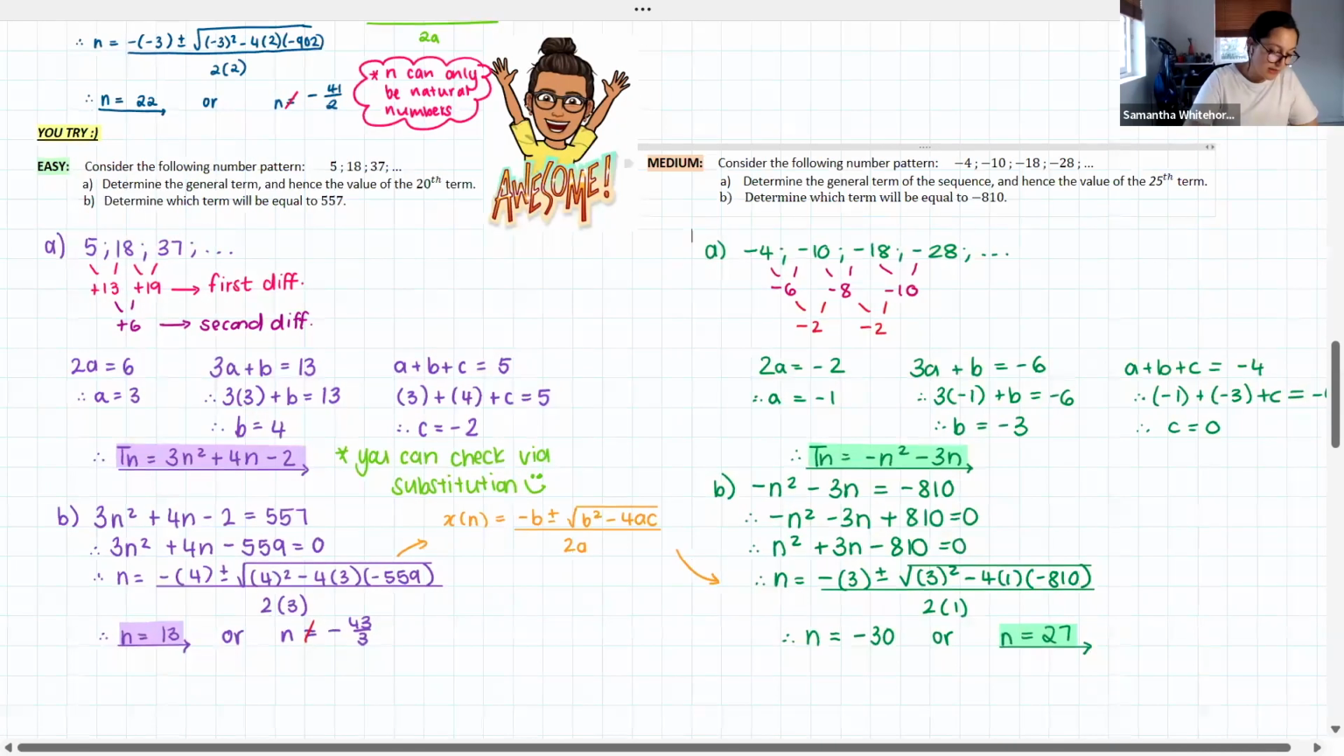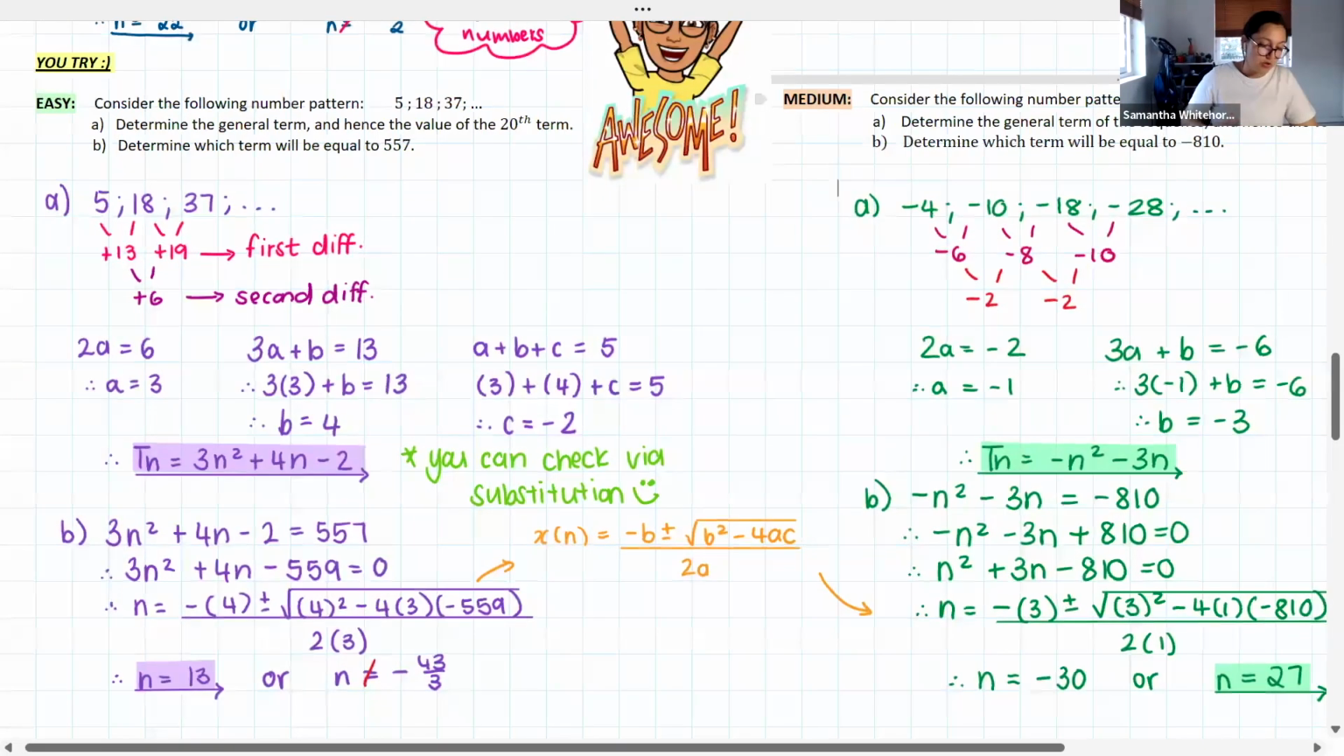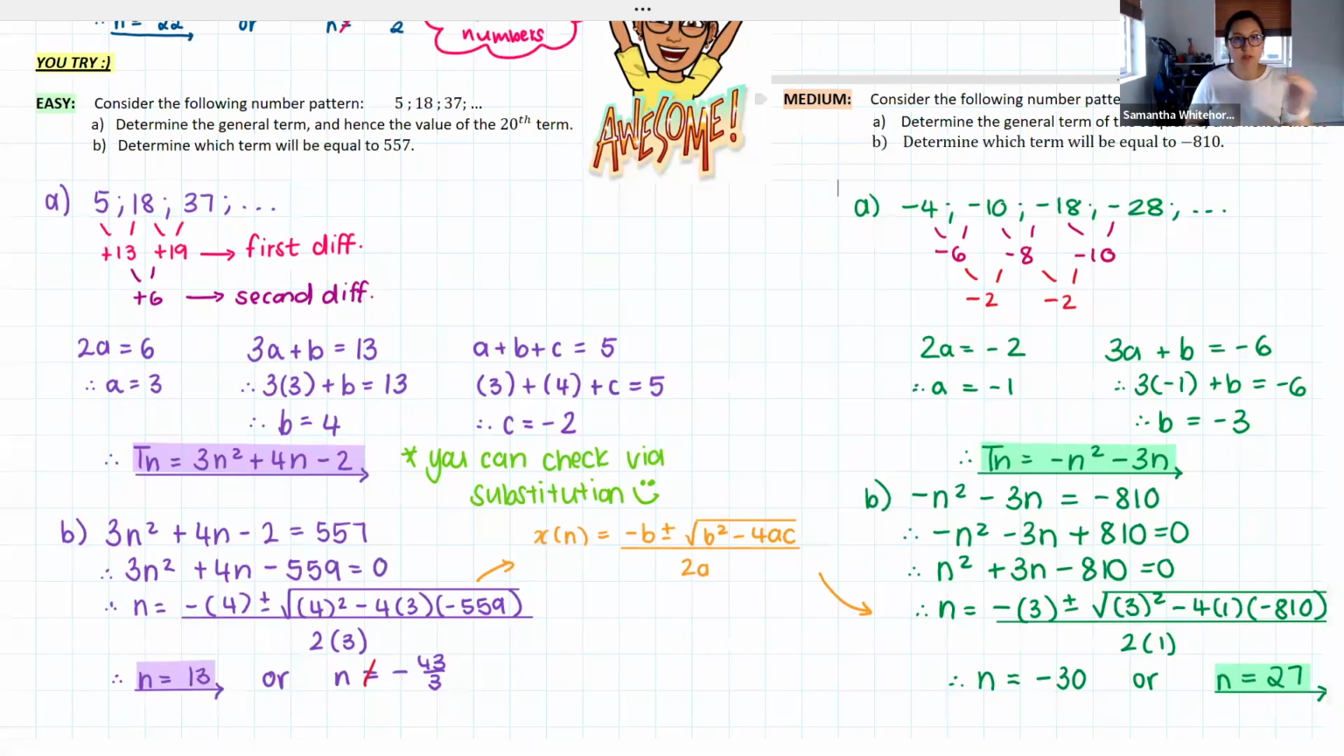If we have a look at the easy one first. Like I say, always start with what's going on in your pattern. Work out what your first differences and second differences are, it just makes your life easier. And then it's exactly the same as what we did earlier. Find A, find B, find C, and then substitute that 557 in so that you can figure out which term it is. So nothing too tricky there.